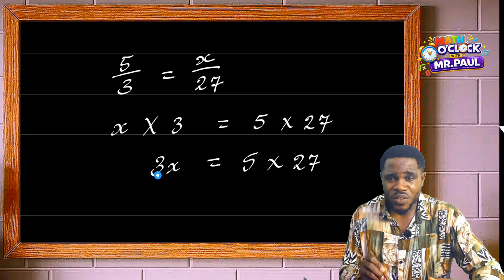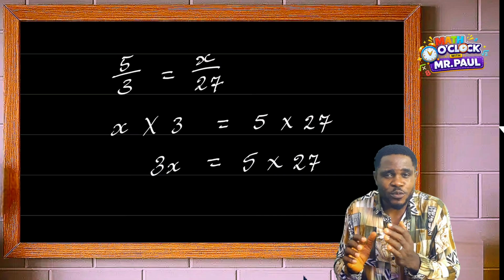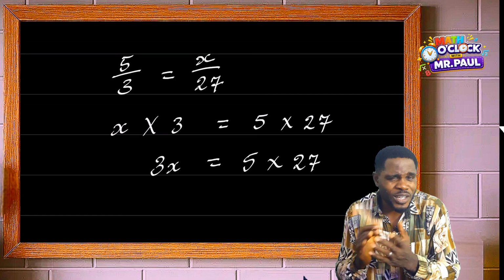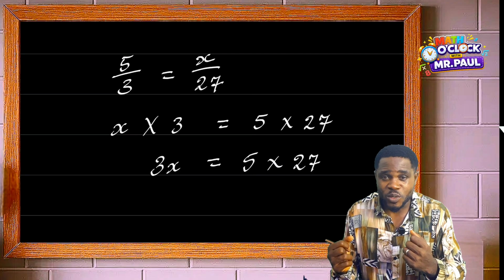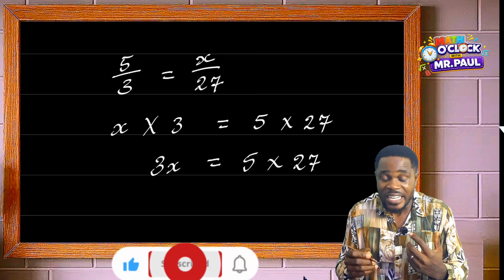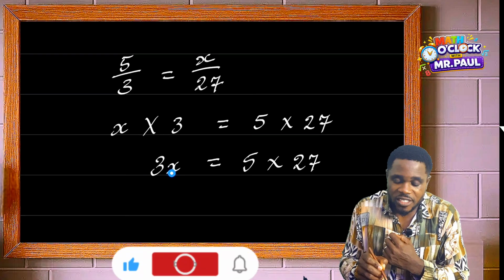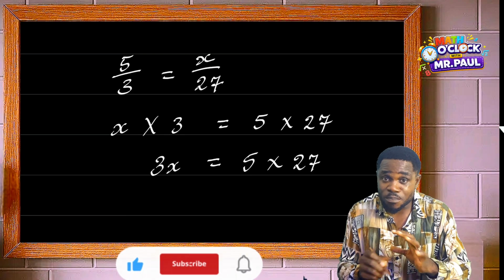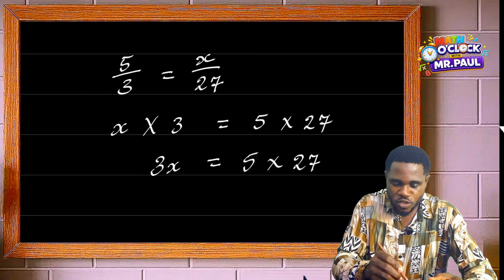This 3 is called the coefficient of X. Any number that is attaching itself to that value you are looking for, but it is not that value, is called a coefficient. Once it is attaching itself to the algebraic term or to the variable, it's called a coefficient. In this case, the one that is attaching itself to the X is 3. So 3 is our coefficient. Therefore, we are dividing both sides by the coefficient of X, which happens to be 3.